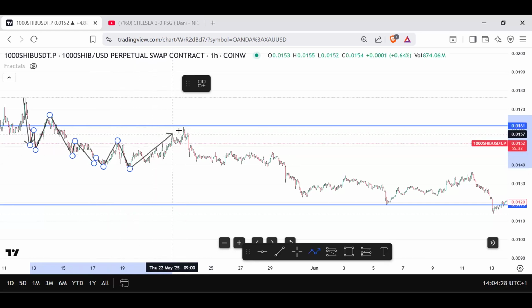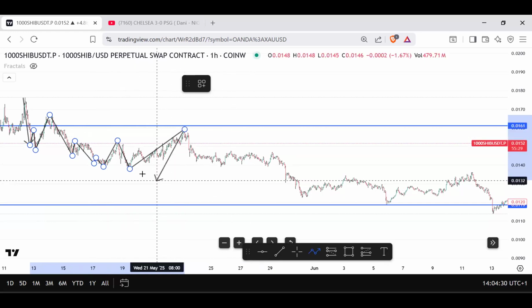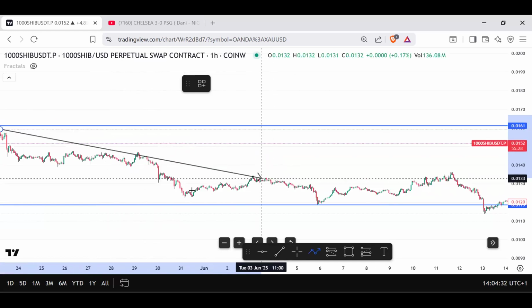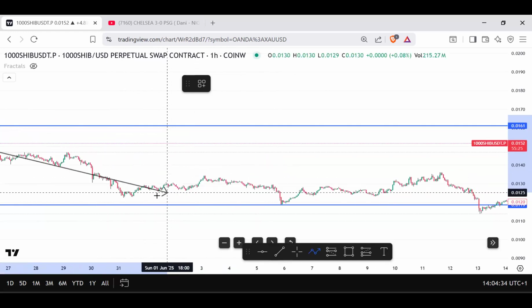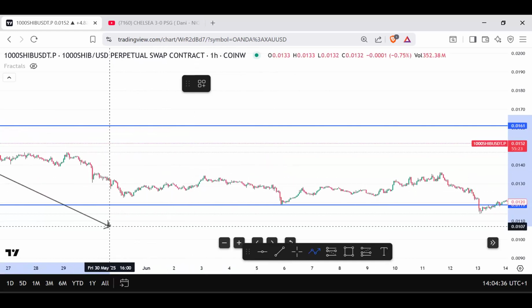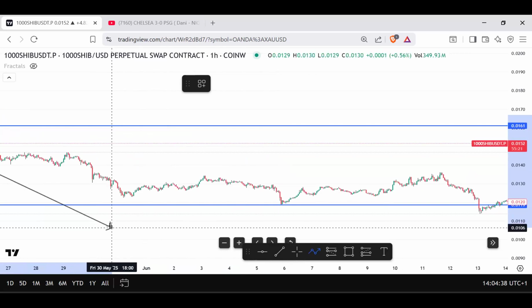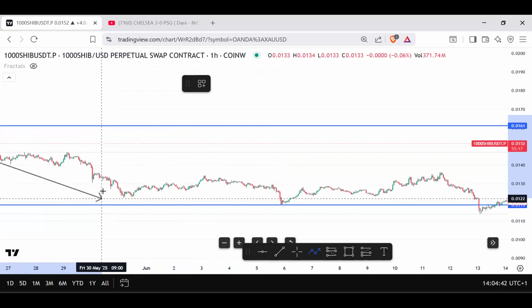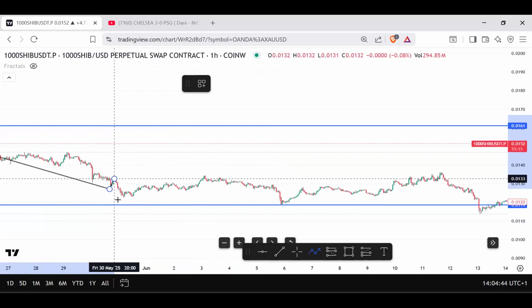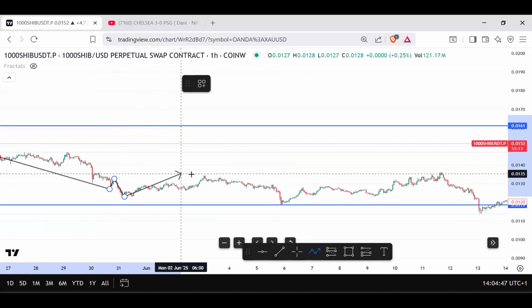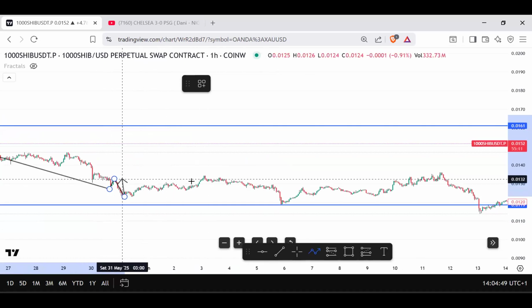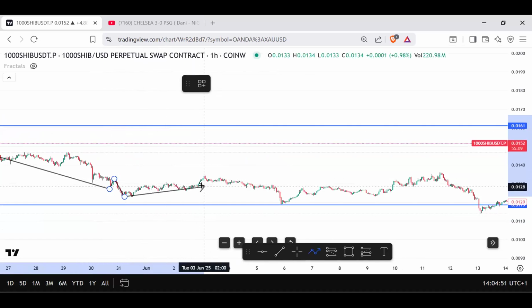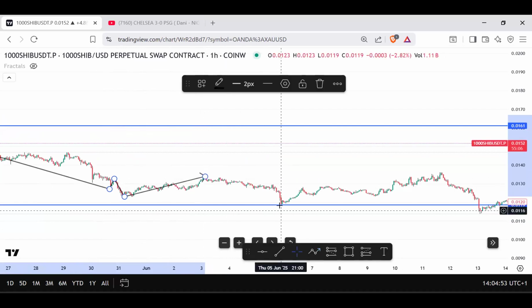And so we have a correction here. Yeah, we have a correction there. The first correction was before that. Then this is the second correction. Valid pullback. And there's another correction here. Yeah, exactly.